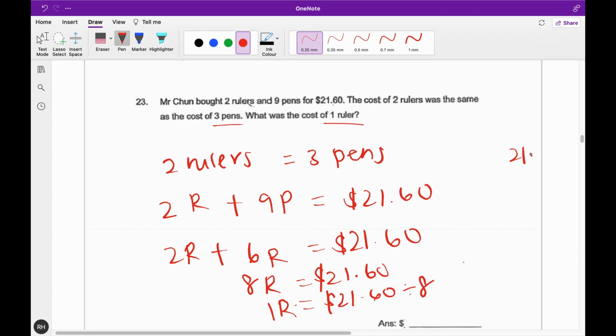So we do our working: 21.60 divided by 8. Okay, so 21.60 divided by 8. Okay, we have 2 times 8, minus 16. We have 5, and then we'll bring down 6.